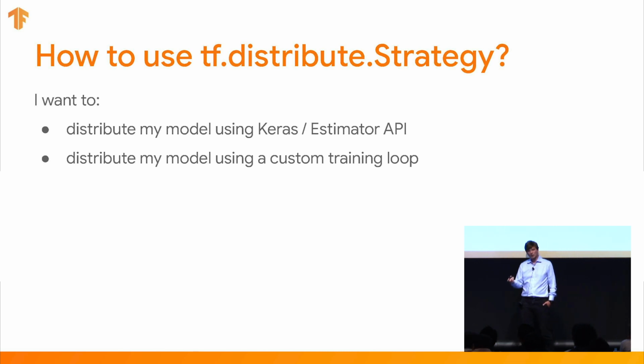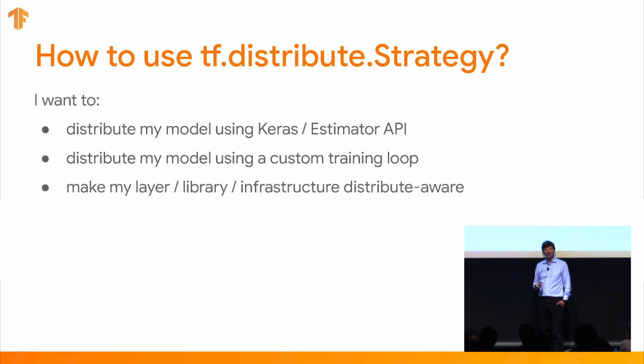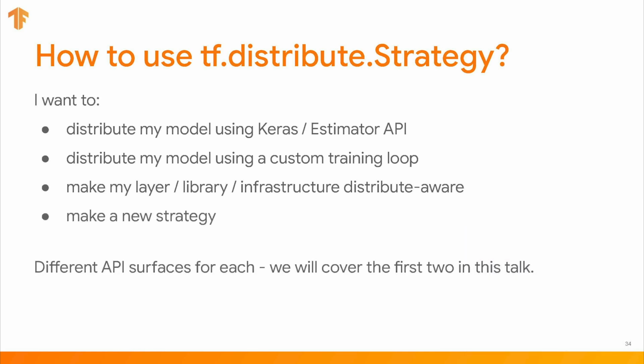Now, the last two, the more advanced ones, namely making a layer, library, or an infrastructure distribution aware. So for example, how would you make something like Keras distribution aware? Or how would you make a new strategy, where strategy is an abstraction that hides or decouples the model and input pipeline from the particular architecture? Those two use cases we will not cover in this talk, but they're covered by guides and tutorials on the TensorFlow website. So in case you would like to learn more, I direct your attention to the TensorFlow website.